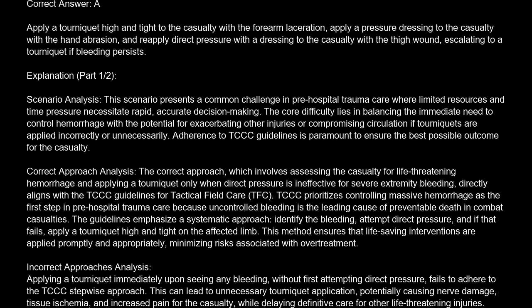The guidelines emphasize a systematic approach. Identify the bleeding, attempt direct pressure, and if that fails, apply a tourniquet high and tight on the affected limb. This method ensures that life-saving interventions are applied promptly and appropriately, minimizing risks associated with overtreatment.